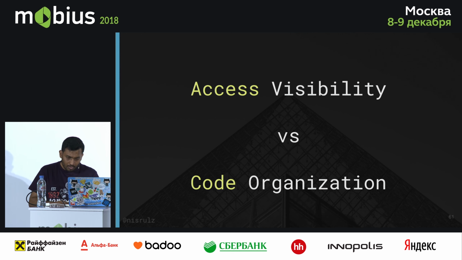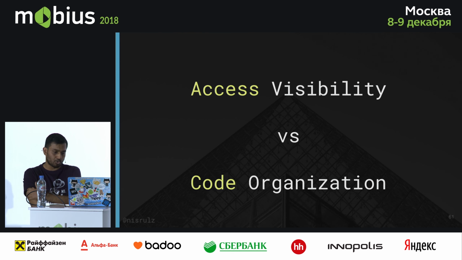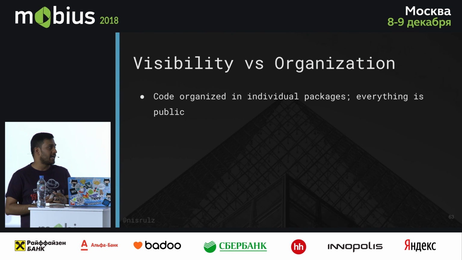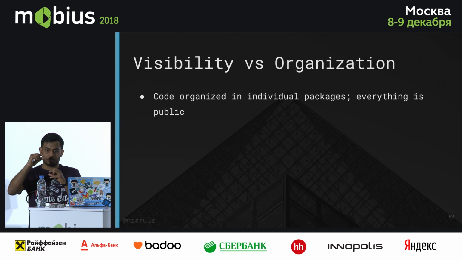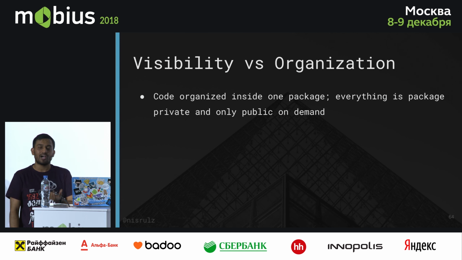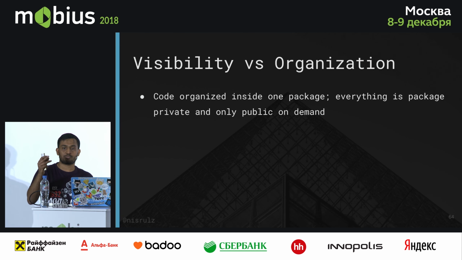Okay. Now, the next thing that I'm going to be talking about is more related to access visibility versus code organization. This is a very debatable topic, but mostly what I'm talking about is how you organize your code when you're building a library. In general, people organize their code into individual packages and make everything public, which is not a secure way to handle things, because now the app can access your internal classes, and it's really bad. The other version, which is the most recommended way right now, is that you have one package, you make everything package private, and you make only the specific classes you want public.